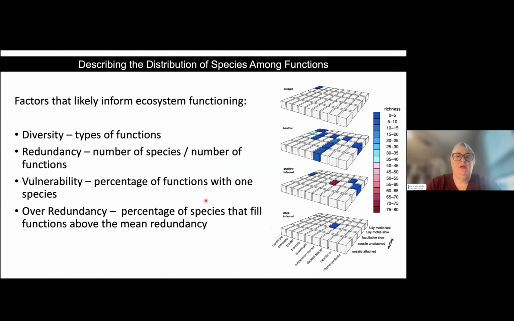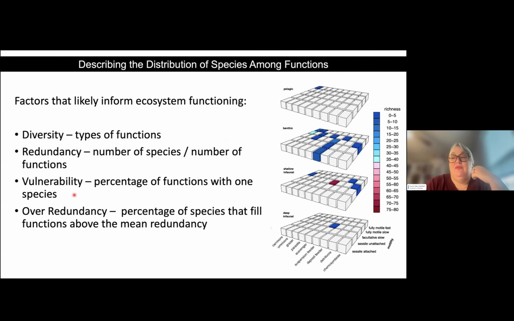So again, there are a lot of factors that seem to inform ecosystem functioning. The diversity, or the types of functions, seems to be really important in ecosystem health. Again, for conservation, redundancy is really important for ecosystems. That's the number of species divided by the number of functions. That's how we calculate that, right? So essentially insurance. Do you have extra species in that functional group?